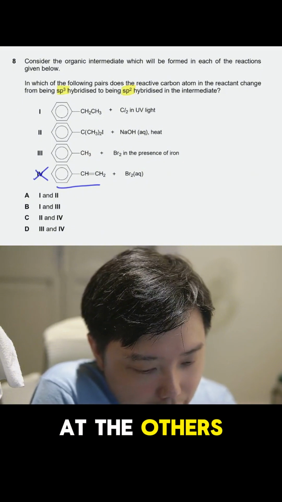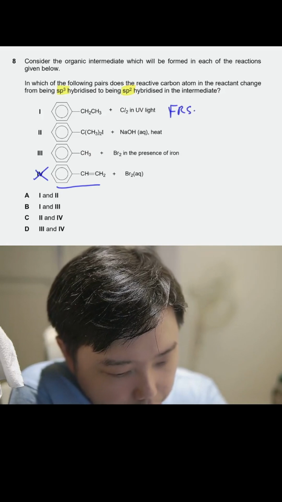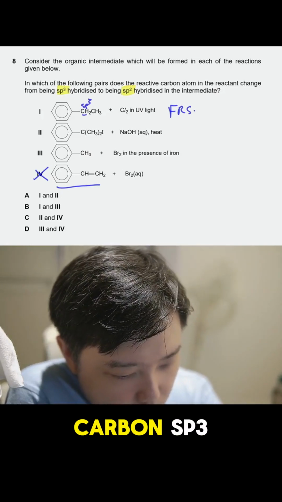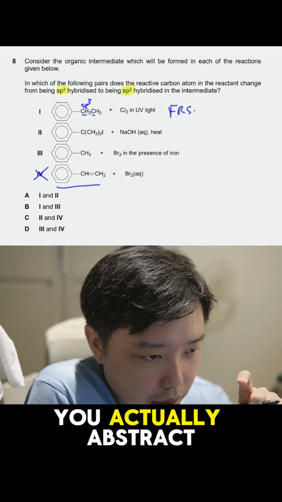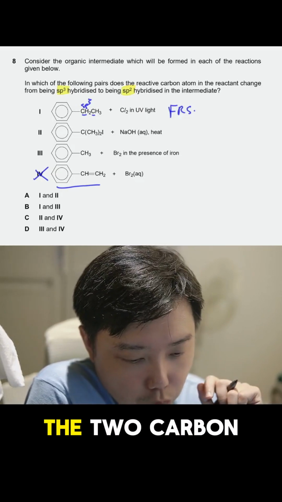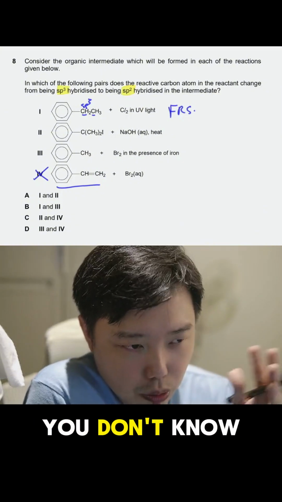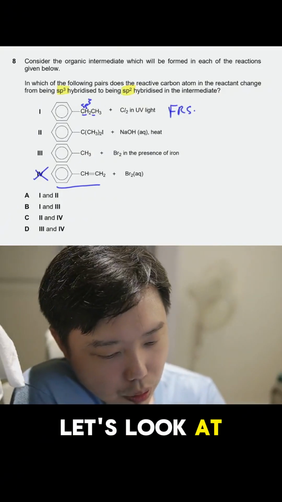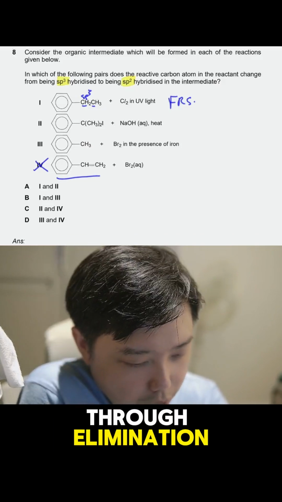Then we look at the others. Okay, so the first one is actually free radical substitution. These two carbons are sp3. So in the propagation step, you actually abstract one H from either of the two carbons. So it does become sp2, but assuming that you didn't learn that, let's look at options 2 and 3, basically to do this question through elimination.